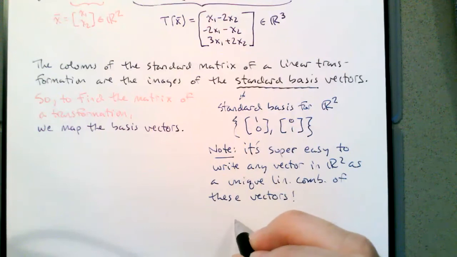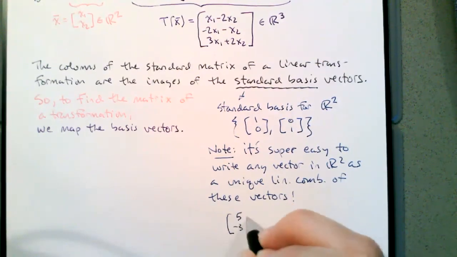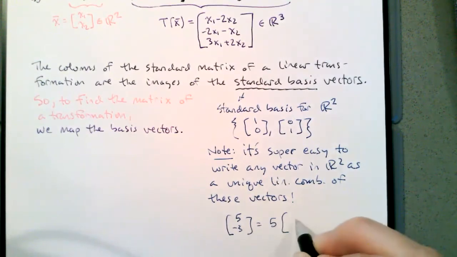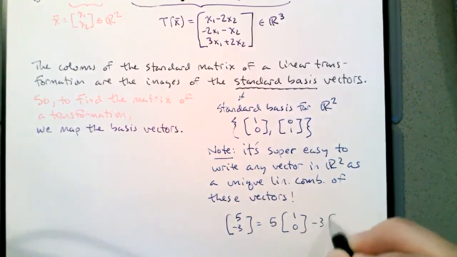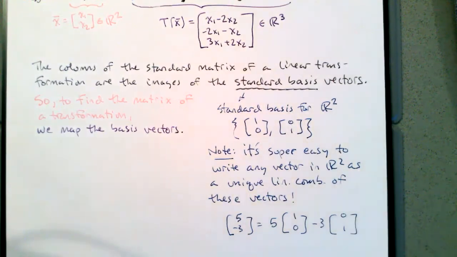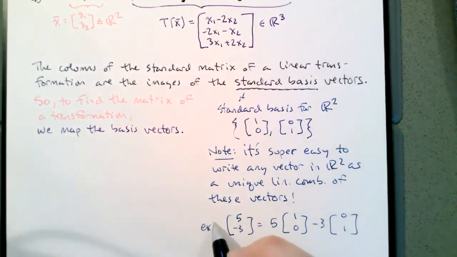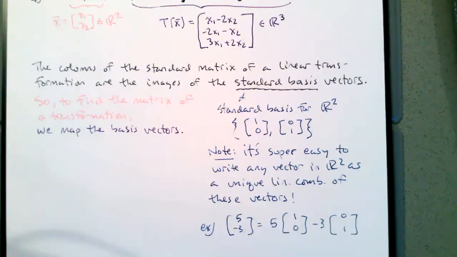So the vector (5, -3) is 5 times this first one, (1, 0), minus 3 times this other one, (0, 1). This is what we're talking about when we have a basis. A basis for a vector space is a linearly independent set of vectors that spans the space. This is why we care about basis. We can describe everything as a unique linear combination of those vectors in the basis.